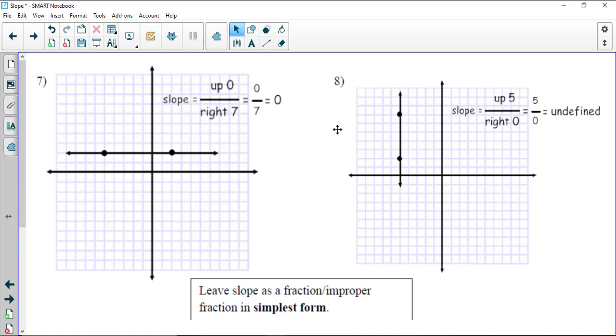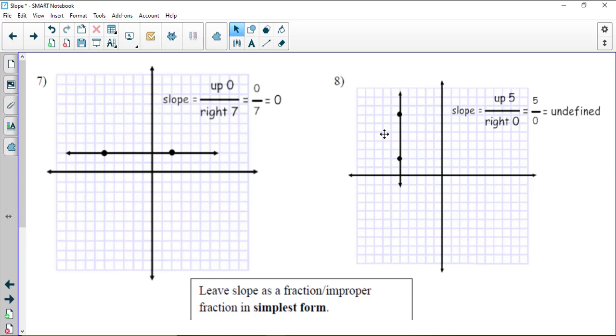Number 8. So for this one, it's a vertical line, and we go left or right 0, but we have to go down 5 or up 5. It doesn't matter whether it's up or down 5, but 5, your vertical change is going to go on the top, and then your horizontal change, which is nothing since you don't go left or right at all, of 0 goes on the bottom. You cannot divide by 0, so we say that the slope of a vertical line is undefined, which makes sense because it's so steep it doesn't have any sort of way to define it. It actually approaches infinity. So we say that we really cannot define the steepness.